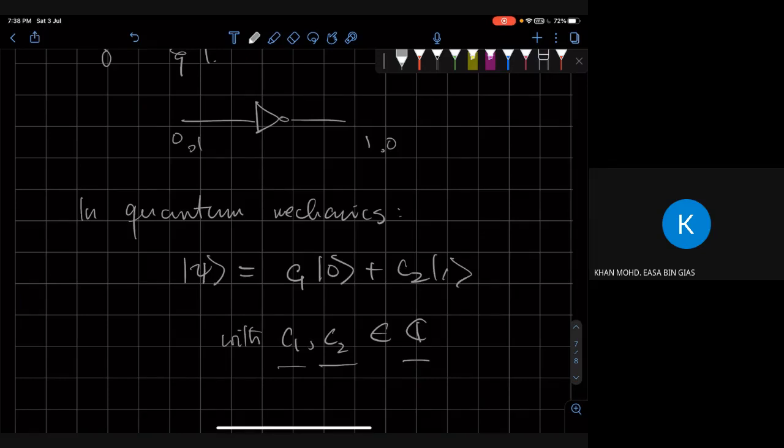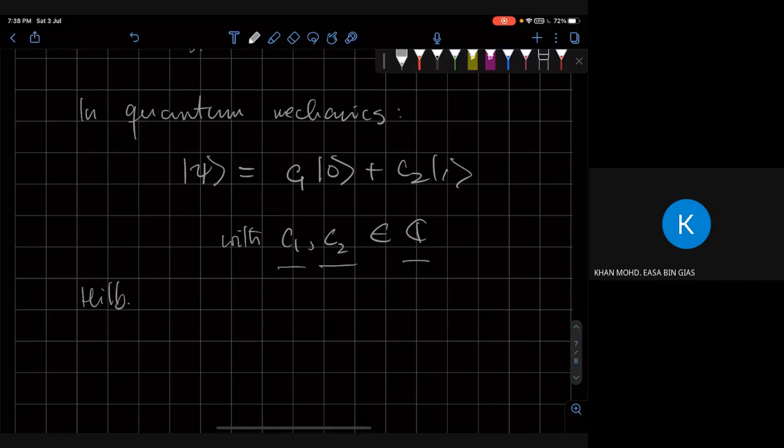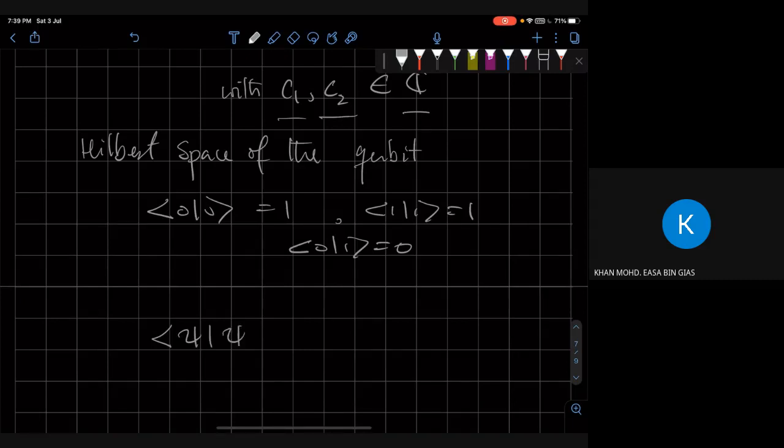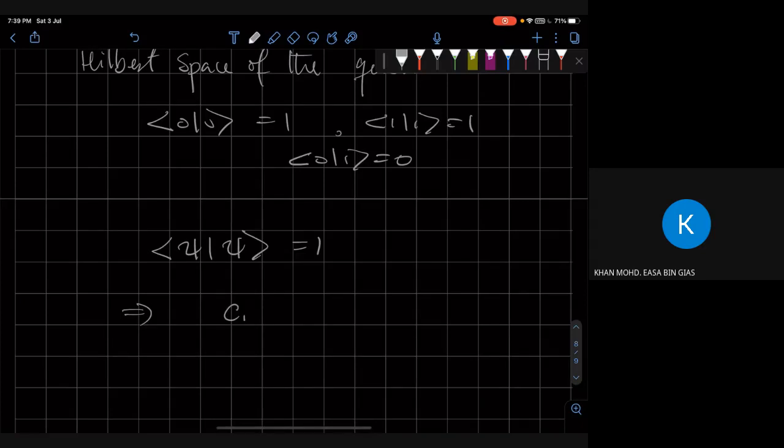So let's look at the space of possibilities for a qubit, or what the Hilbert space of the qubit looks like. Now, because our states are being normalized, this is 0, this is 1, so this is an orthonormal basis. And if we assume that our state psi is also normalized, this implies that the constants must satisfy this constraint, right? Is that clear? Yes, sir.